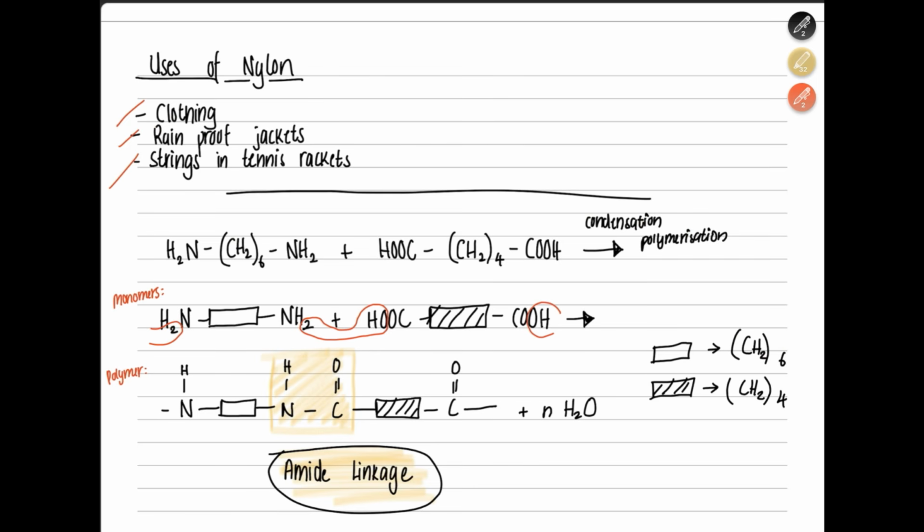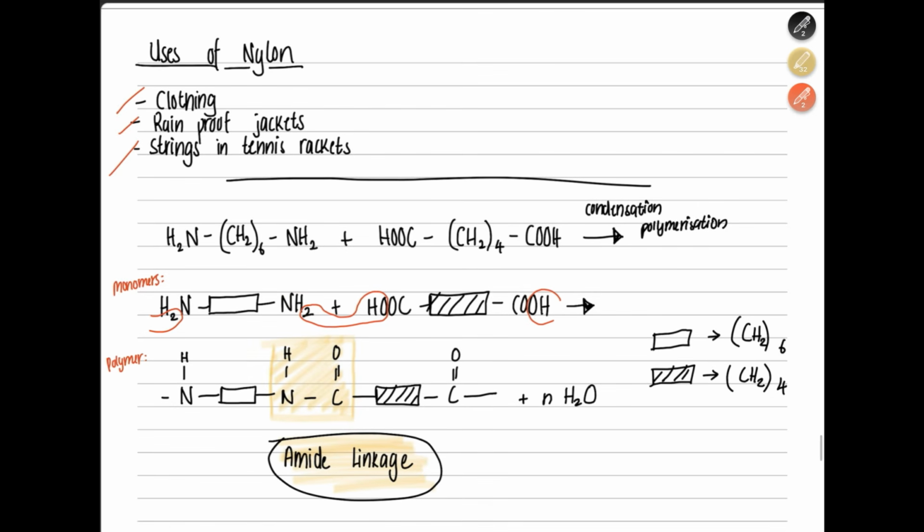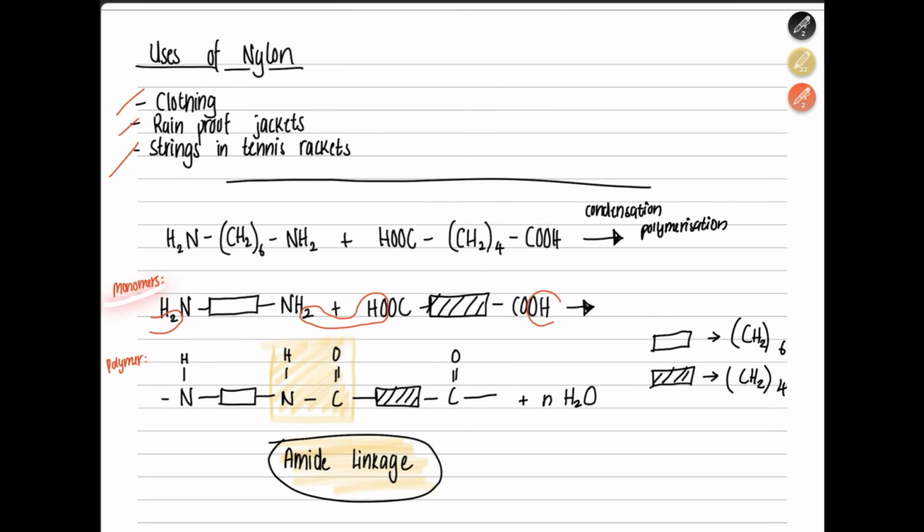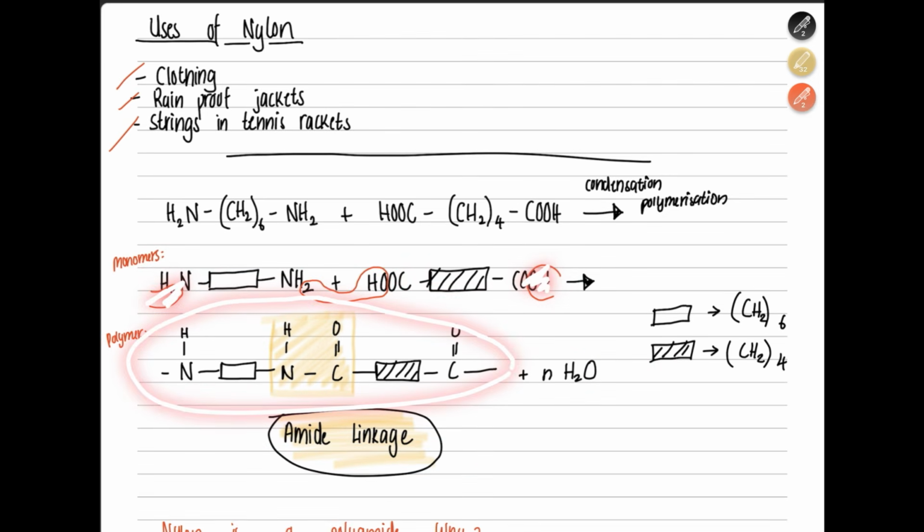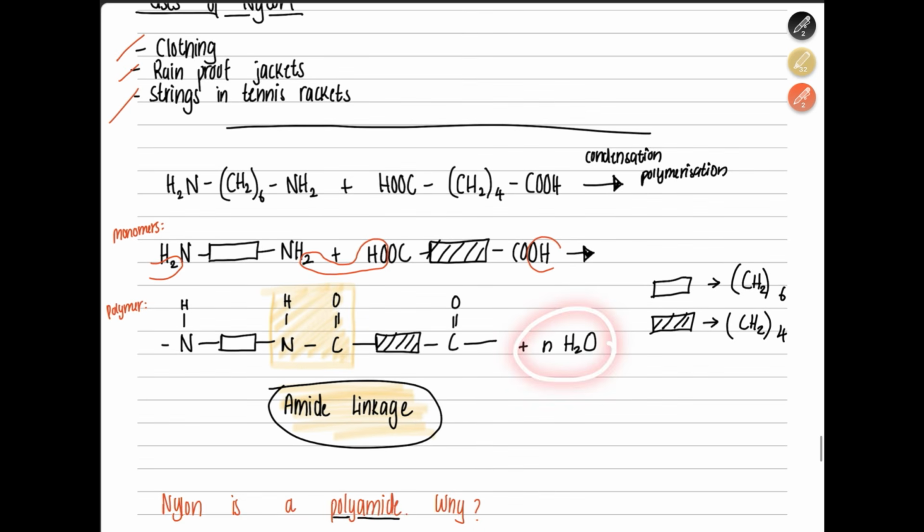Some uses of nylon are clothing, rainproof jackets, and string in tennis rackets. Also, we just discussed the structural formula for nylon. Now let's discuss it in molecular formula. You have NH2, NH2, CH2 6. So you can write this as a block, and then you can mention this as a key on the right side. And then here, for C2H4, you can mention it as a key again. These are your monomers. You're going to remove the water molecules here and here. This is the polymer that you will get. In the center, you have an amide linkage of C double bond O and NH, plus you get n number of water molecules.